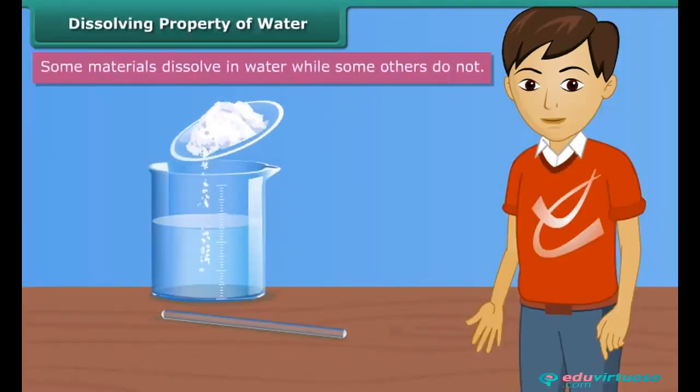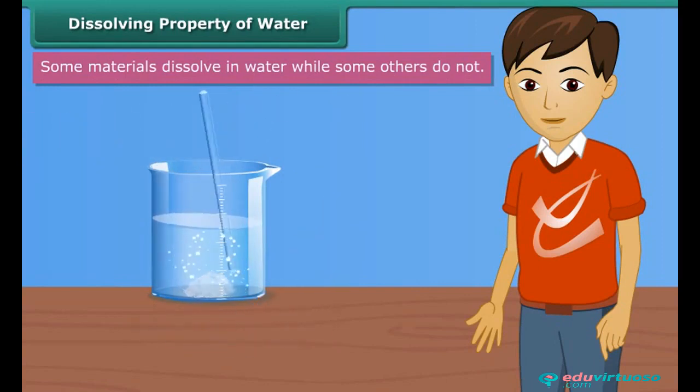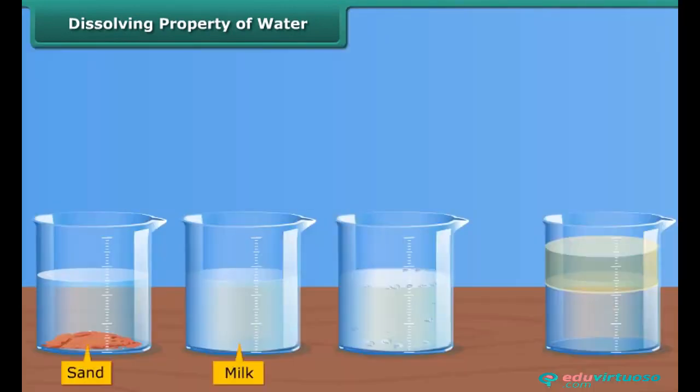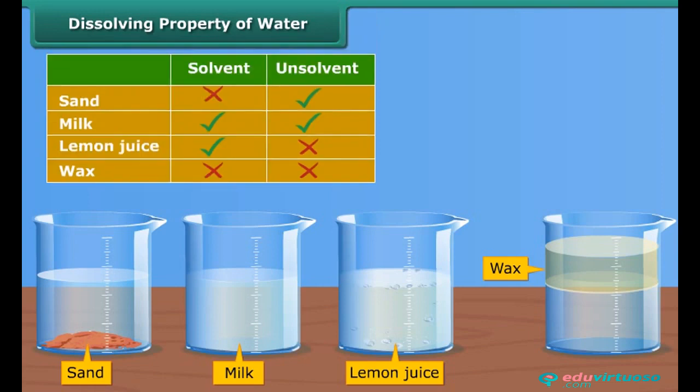Water is a universal solvent. It dissolves many things. But there are certain items that do not dissolve in water. Collect sand, milk, lemon juice and wax. Also take some sugar and salt. Try to dissolve these materials in water separately. Make a table of your observations. Compare your observation table with the table shown on screen.